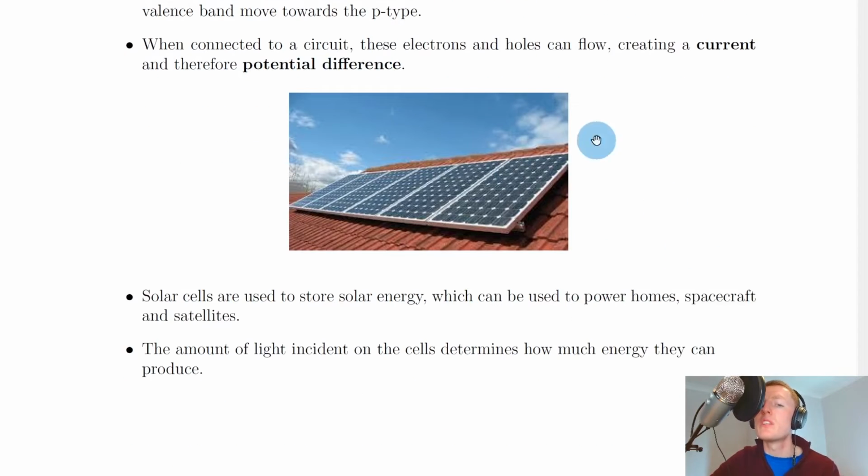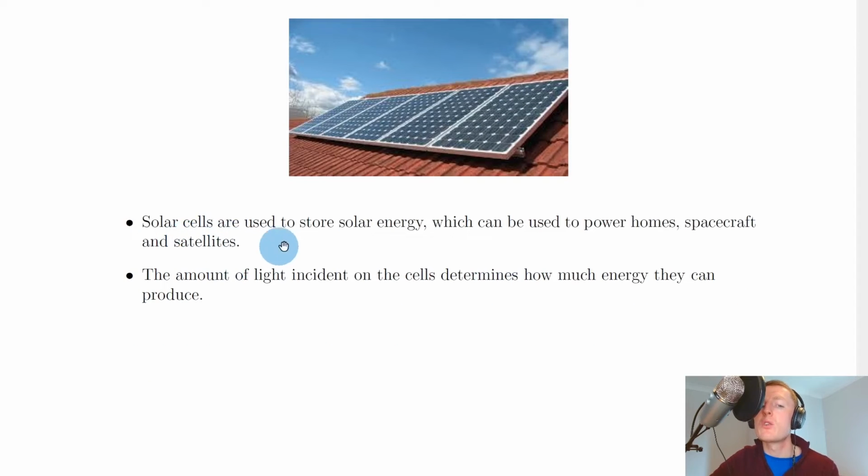You've probably all seen solar cells like this before on the roofs of houses, where you've got lots of solar cells together to form solar panels. Solar cells are used to store solar energy, which can be used to power homes, spacecraft and satellites. The amount of light incident on the cells determines how much energy they can produce.